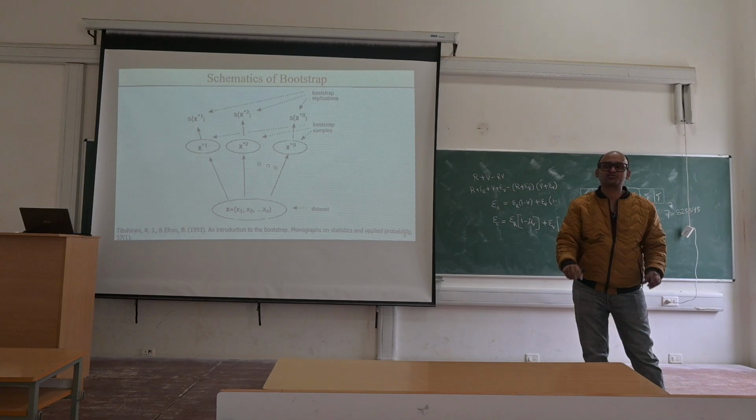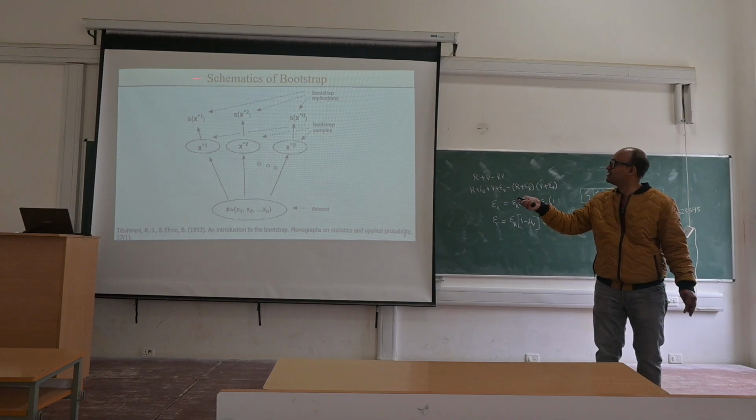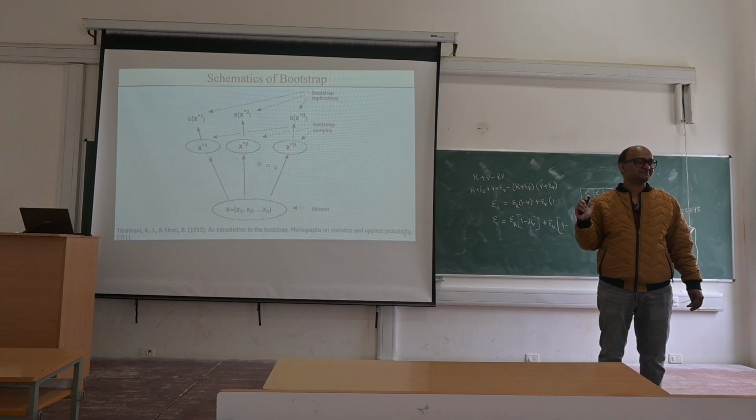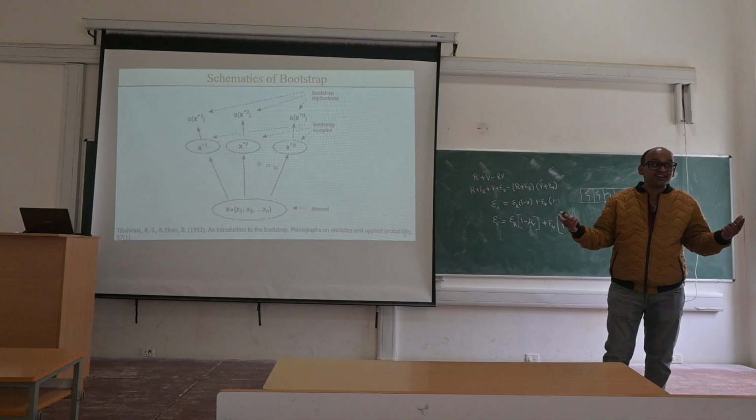What was the distribution of the sample mean? Student t. What was the distribution of the sample variance? Chi-square, right? So now you don't need to worry about that. You can simply get the values from here. Only one value of mean, only one value of standard deviation.